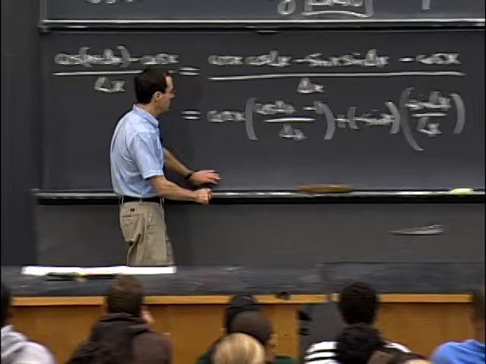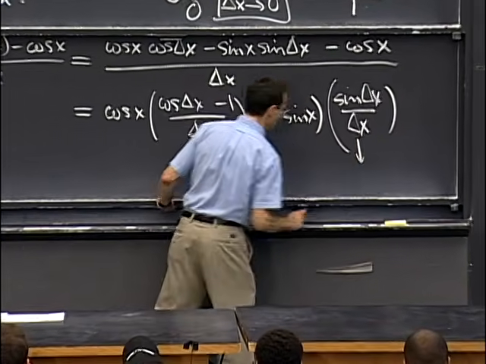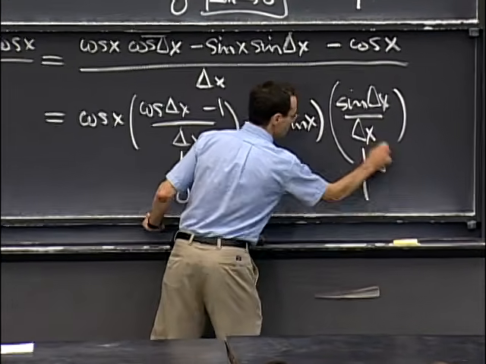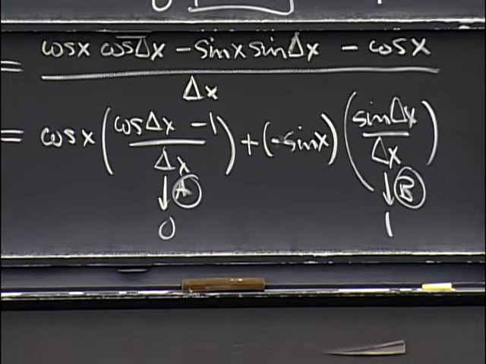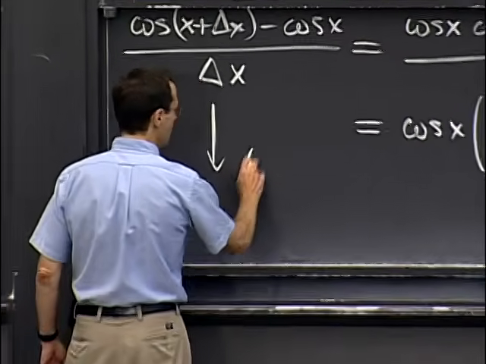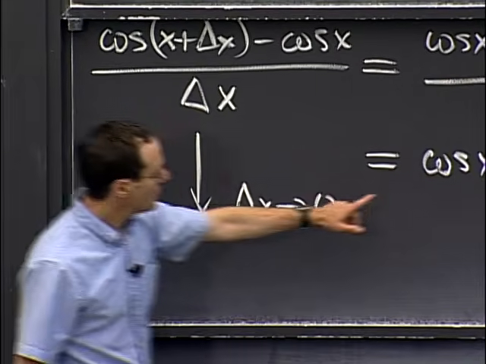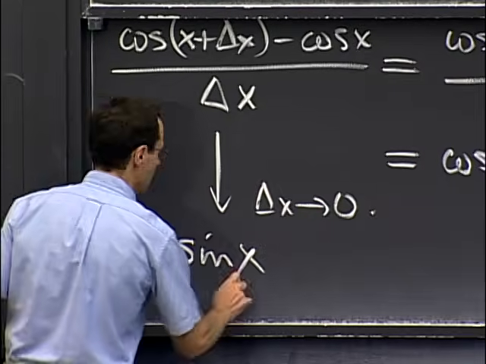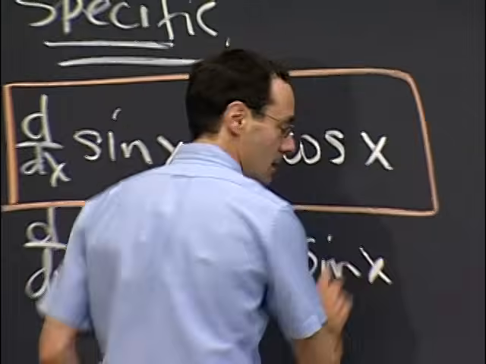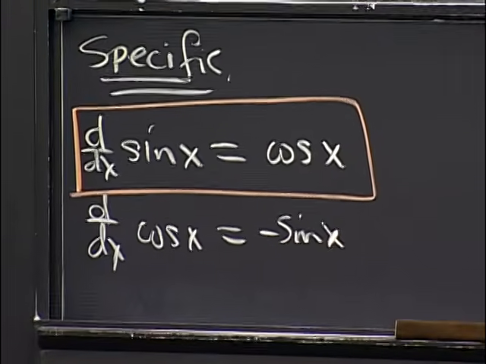Again, by A, we get that this is 0, as delta x tends to 0, and this is 1. Those are the properties I called A and B. And so the result here, as delta x tends to 0, is that we get negative sine x. That's the factor, negative sine x. All right, so this guy is negative sine x. And I'll put a little box around that too.